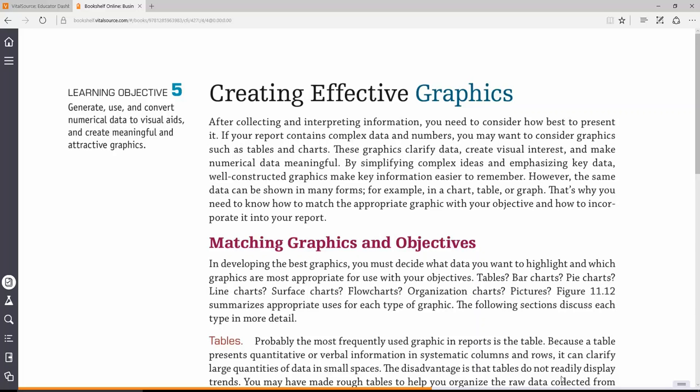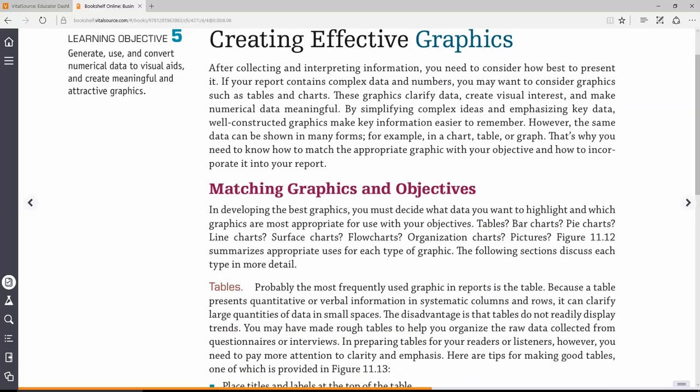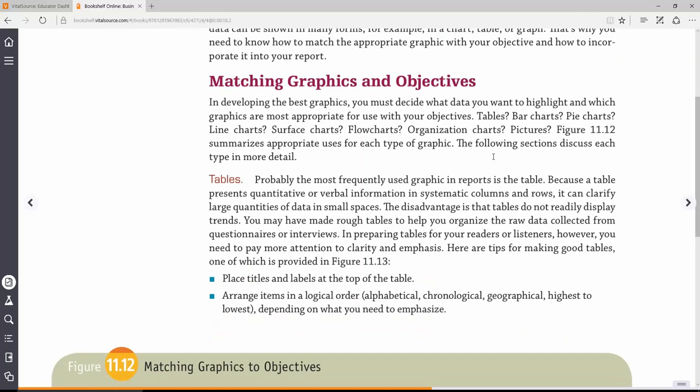Everyone, last learning objective: generate, use, and convert numerical data to visual aids and create meaningful and ethical graphics. So matching graphics and objects, you could do this with tables, bar charts, pie charts, line charts, surface charts, flow charts, organizational charts, and pictures. Anymore, there's all kinds of graphic programs that can help you.